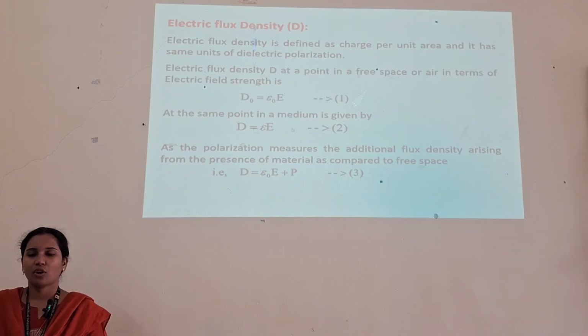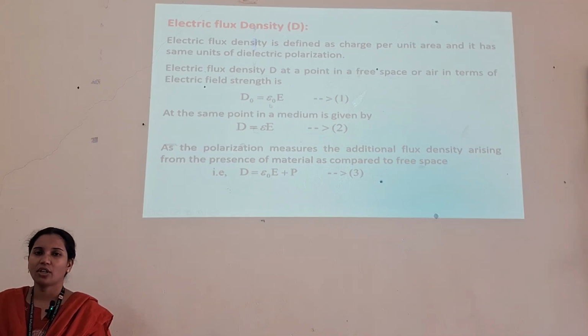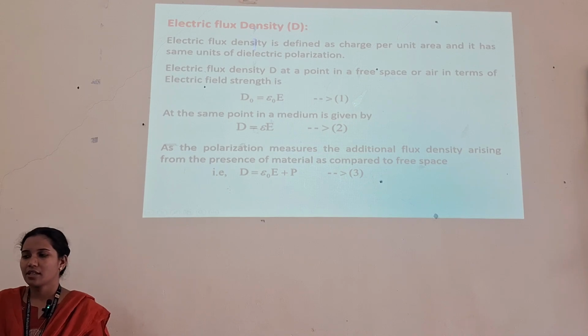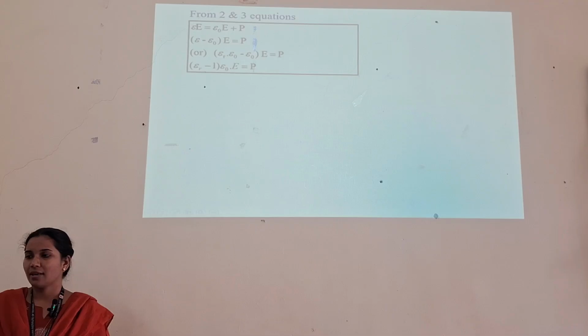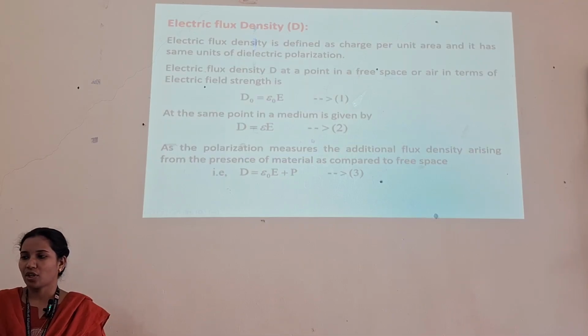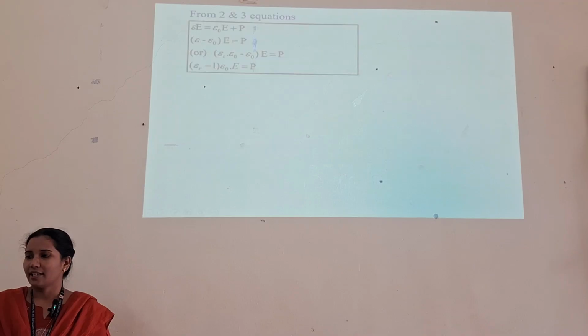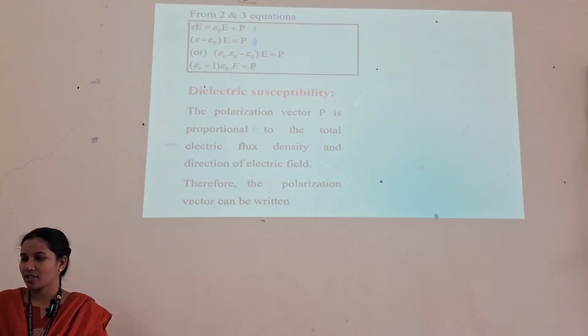D is equal to epsilon E and D is equal to epsilon naught E. Polarization measures the additional flux density arising from the presence of the material, so we can see here D is equal to epsilon naught E plus P, which is an important relation between the displacement vector and electric flux density. And again, dielectric susceptibility.